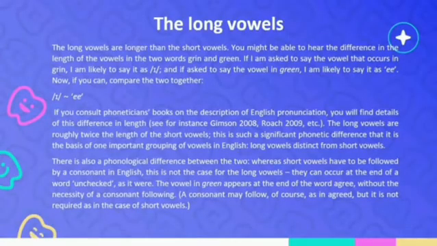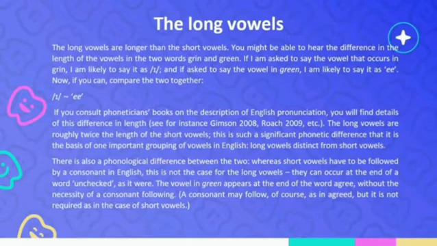The long vowels. The long vowels are literally longer than the short vowels. You might be able to hear the difference in the length of the vowels in the two words green and green. If I'm asked to say the vowel that occurs in green, I'm likely to say it has E, and if asked to say the vowel in green, I am likely to say it as E. Now, if you can compare the two together, E and E.